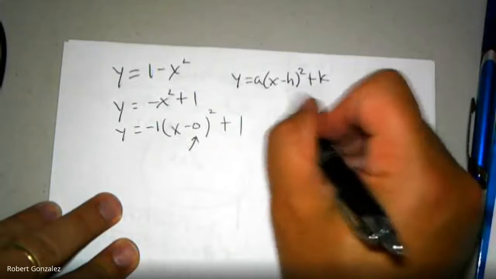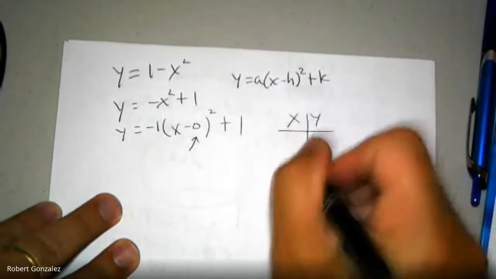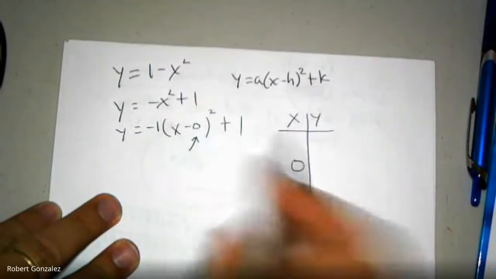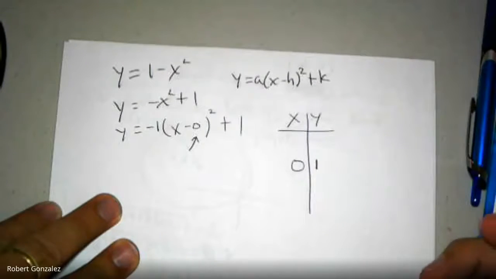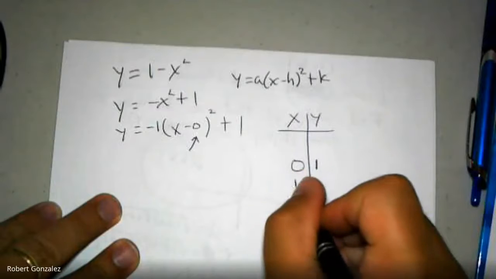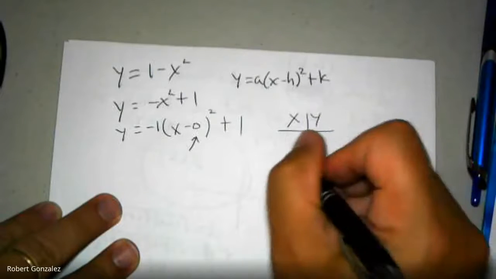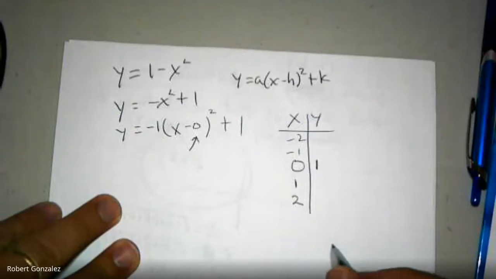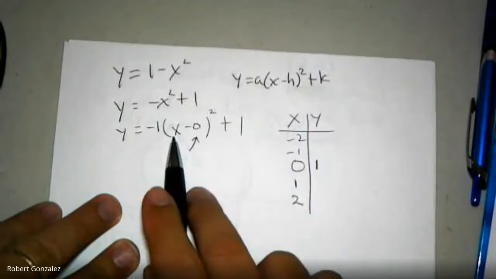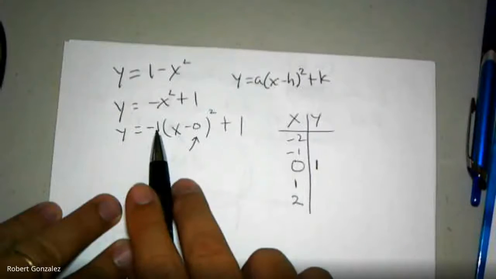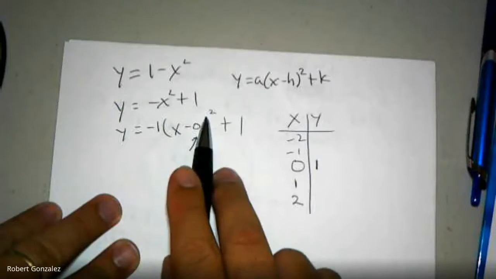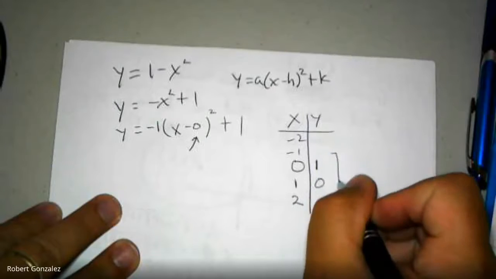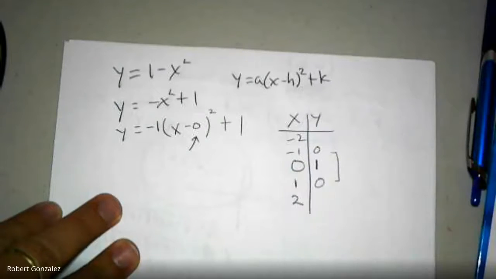So when I do my table, I want that to be the middle of my table. And I can put this exact point in my table, 0, 1. Go up 1, go down 1, and up another, and down another. Now plug these in for x. Negative 1 times 1 squared plus 1 gives me 0. This is symmetric about my axis of symmetry. That must be 0 as well.